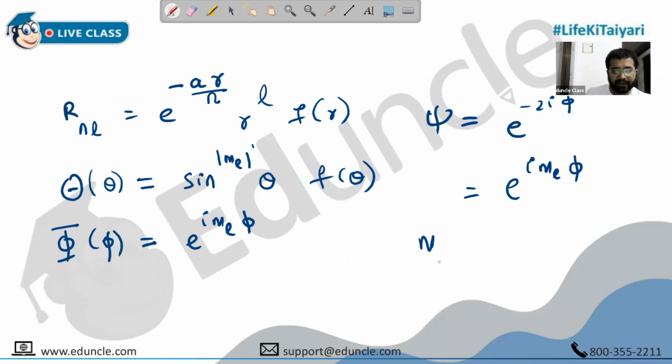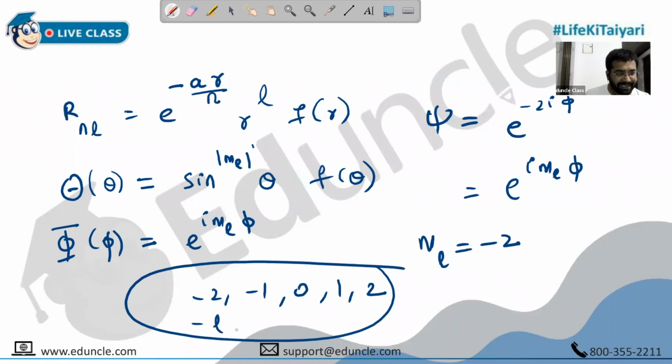So if you compare, what do you have? You have the value of ml. Ml is minus 2. Is this a logical value of ml? It is a logical value of ml. Where do we see minus 2 usually? So we can have minus 2, minus 1, 0, 1, 2. Correct? This is minus L to L. If ml is minus 2, what are the possible values that ml can take? Minus L to L. Do you remember this?